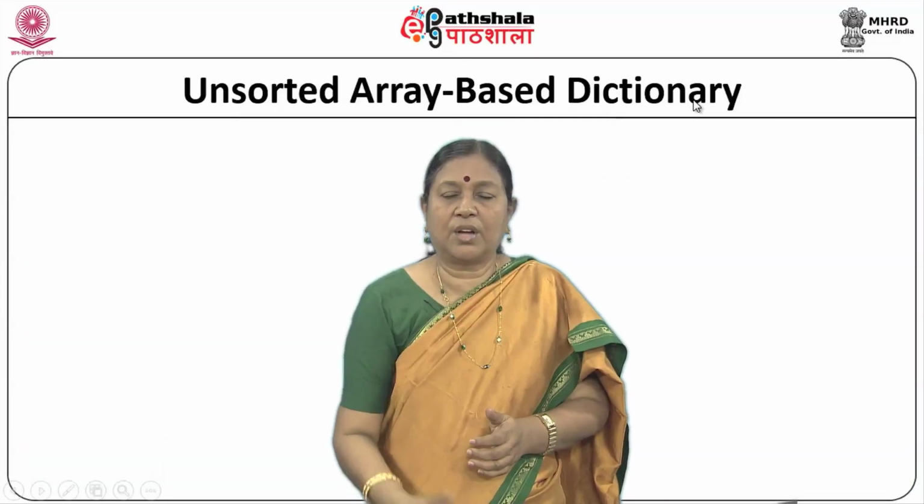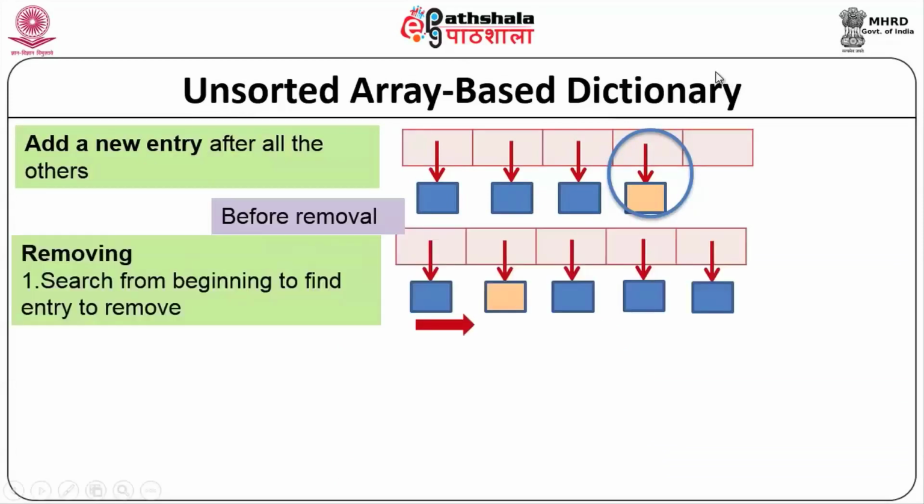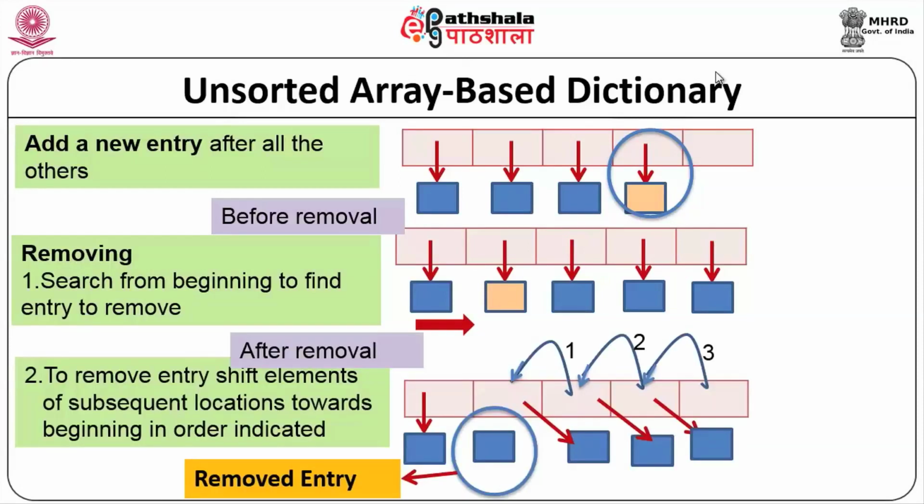Then we look at the unsorted array based dictionary. So, add a new entry after all the others. That is one way of doing it. Before the removal, this is what will happen. You have to search from the beginning to find the entry to remove. To remove an entry, shift elements of subsequent locations towards the beginning in the order indicated. So, the removed entry goes like this. You can see that the entries have to be shifted, like we did for lists.